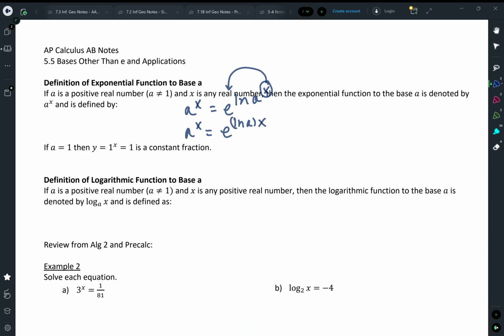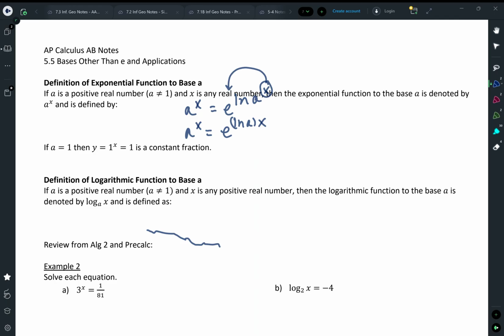The reason that we need to know this is so that we can figure out how to take the derivative of a to the x, okay? And we'll look at that in a minute. And it does say here if a equals 1, then y equals 1 to the x power, which equals 1. It is a constant function.